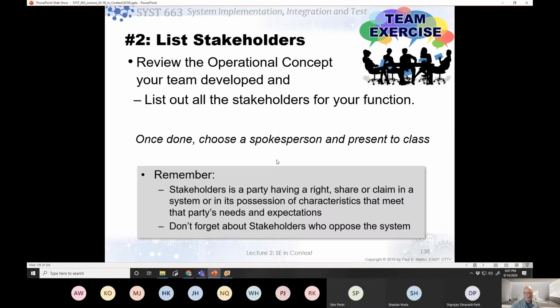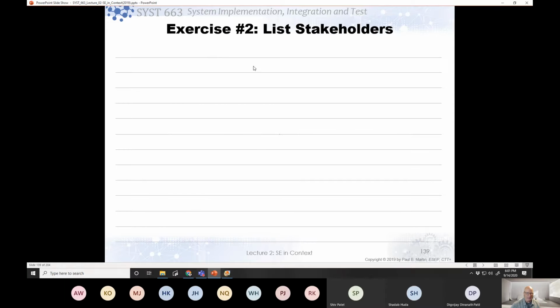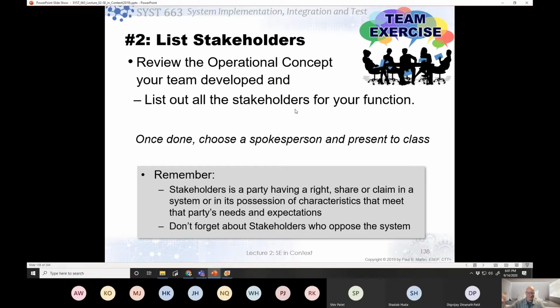So what I want you to do is get back into your teams and start listing out your stakeholders for your functions. So just kind of 1 through 10 here, 1 through 8, however many you can think of. If it's 3, it's 3.